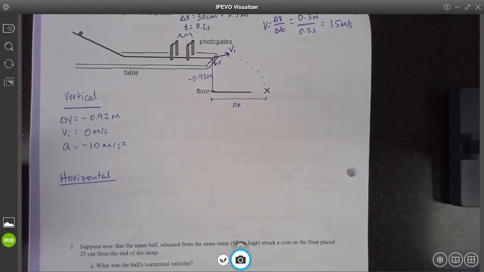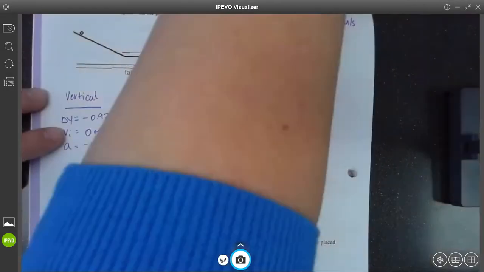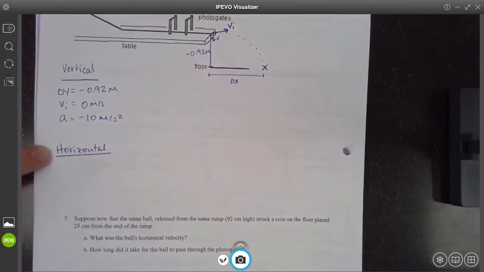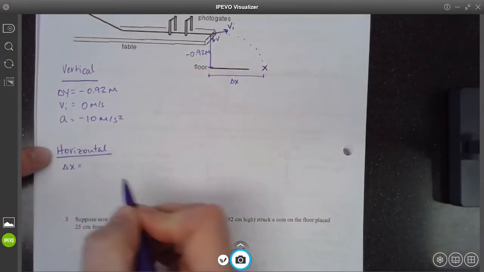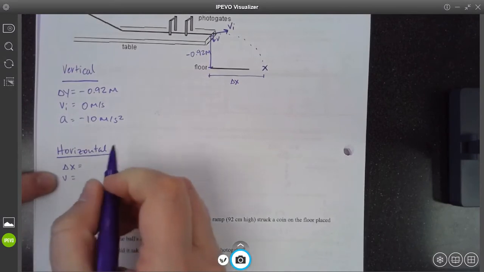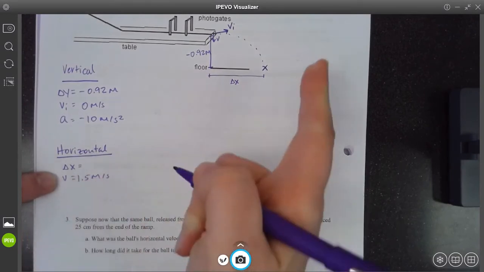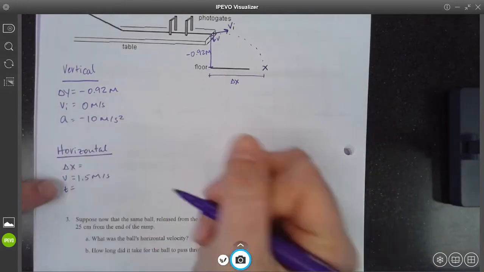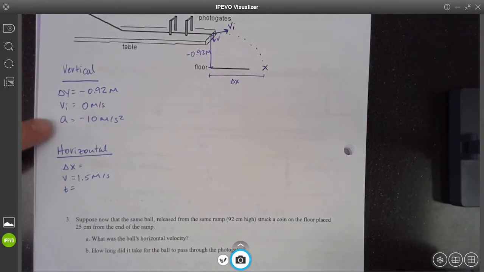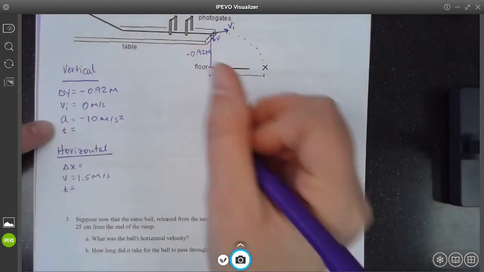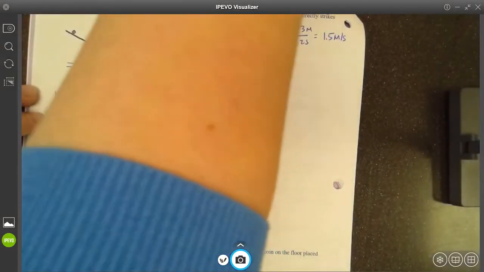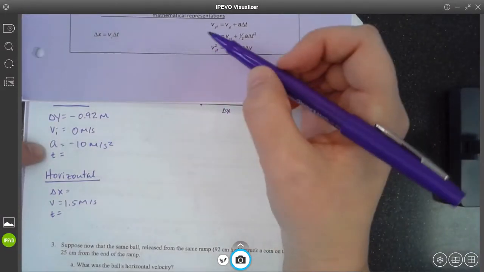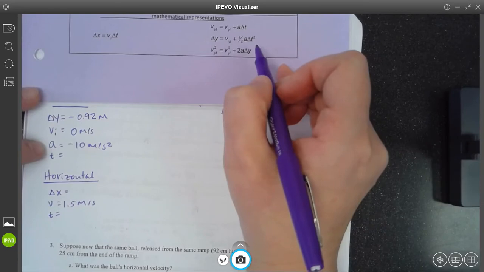So we know three things, which is good because we know that with our equations, all of them have four variables. So if we know three things, we can always solve for the fourth. For horizontal stuff, we're trying to find our horizontal displacement, and we know that our velocity is 1.5 meters per second because that's what we calculated up on the top. We're trying to find the distance, so that tells us that we really need to know the time, but we don't. So luckily, we can solve for that using our vertical variables. So we need an equation that accounts for our displacement, initial velocity, acceleration, and time. And the one to use is going to be this one in the middle.